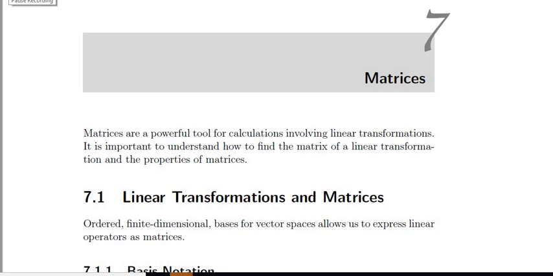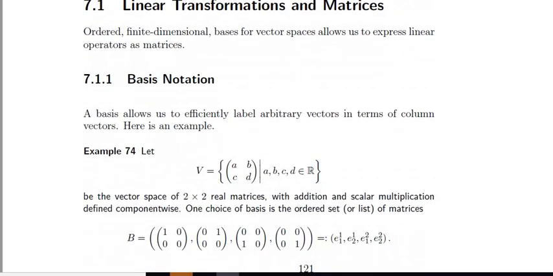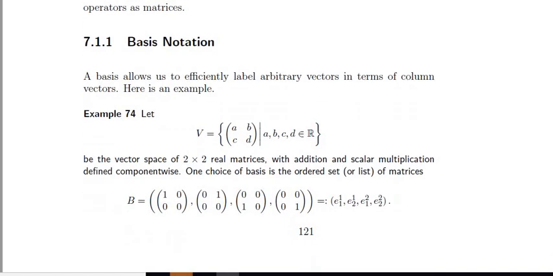Well, now we've seen previously that matrices are closely connected to linear transformations, and in this chapter we're going to explore that connection more deeply. We've also seen that bases are involved in that connection, and here we'll talk quite a bit about that. All right, so the first section talks about expressing vectors in terms of bases.